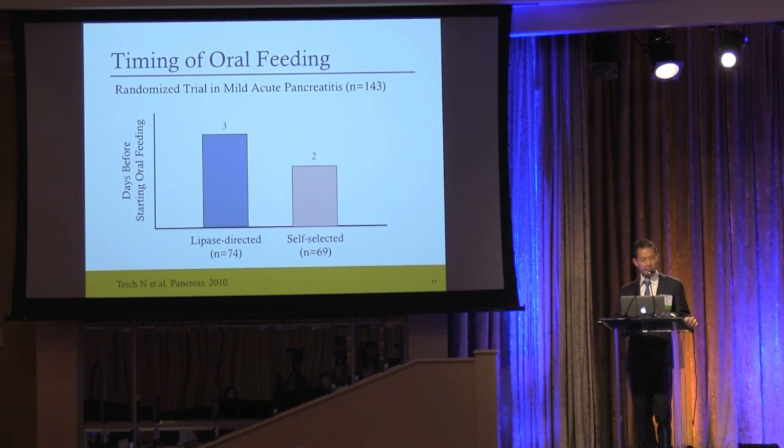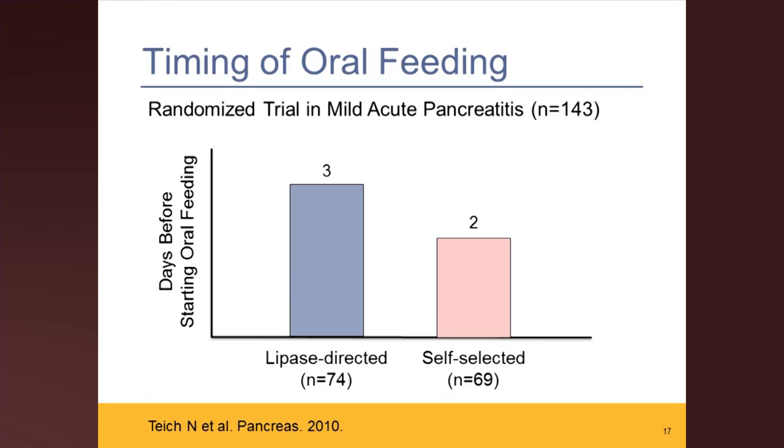And so what they found was that the group that self-selected, meaning they got to eat whenever they were hungry, started to eat a day before the group that was monitored by using lipase levels. And so their basic conclusion was that you can start feeding these patients without following lipase levels at all. Just follow the patient's clinical status. And this difference was statistically significant.